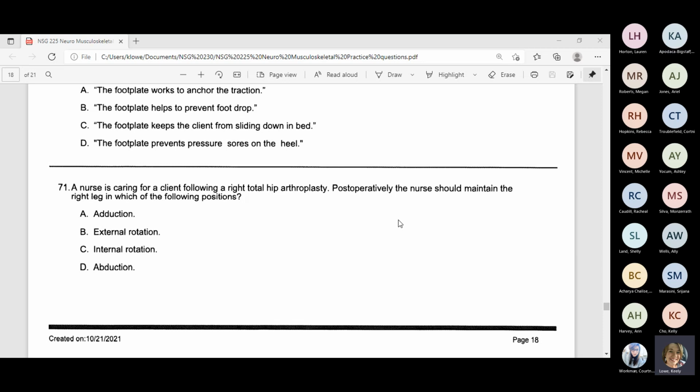We don't want them to cross their legs. That's adduction. And I think about that when legs come together, you're adding them, 1 plus 1 equals 2. So we don't want adduction because putting them together could mean crossing the legs and popping the hip out. We don't want them to externally rotate or internally rotate. So that pillow would actually abduct it a small amount. Now, we don't want them to frog their legs out. That would be external rotation, but keeping them in alignment and separated is going to be abduction, so D.